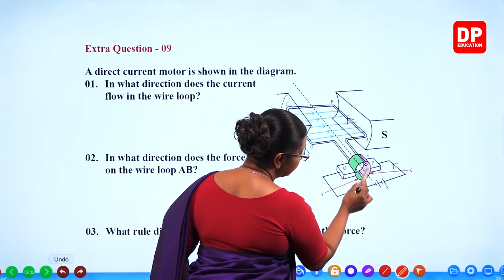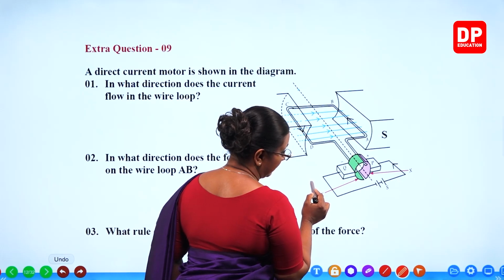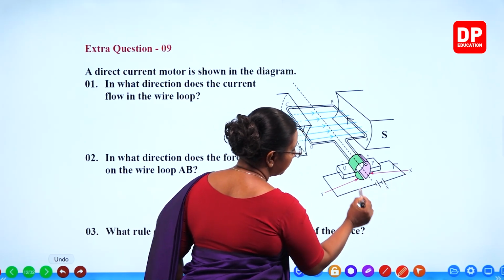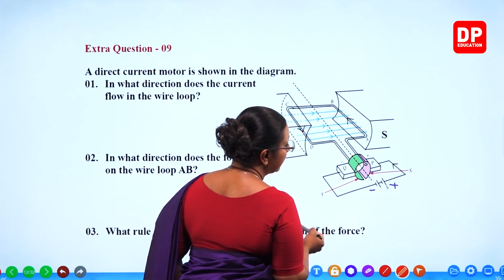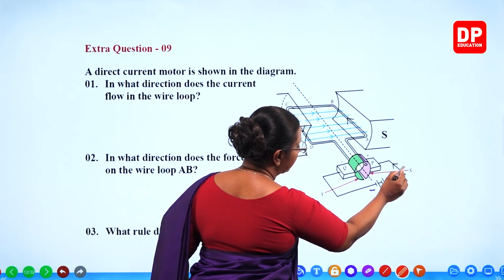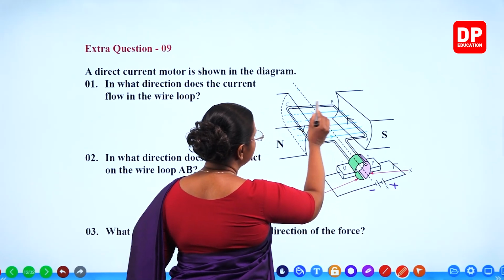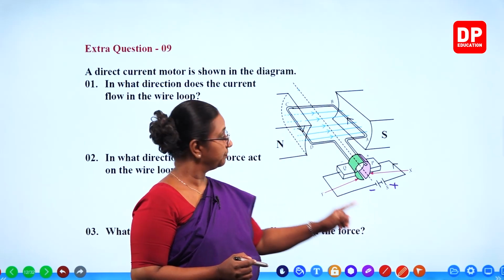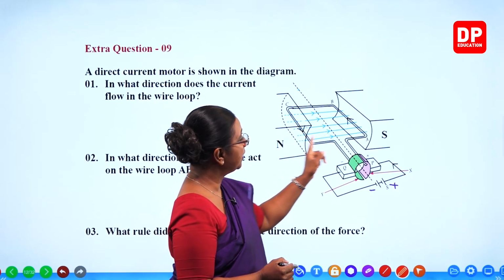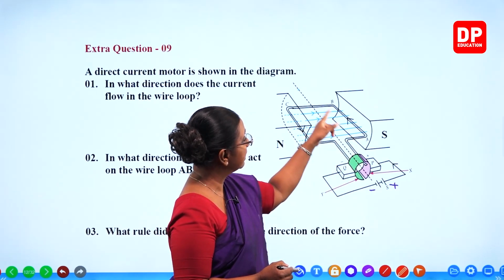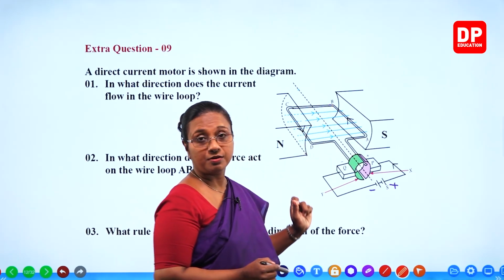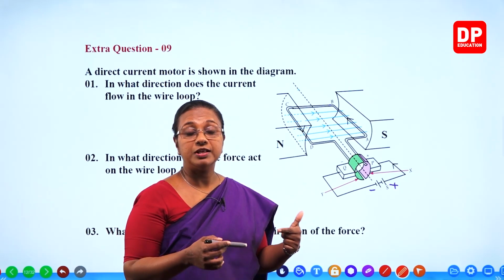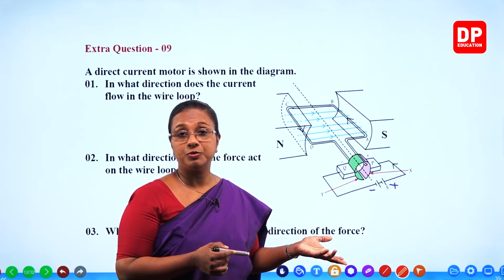At this instance, ring X is in contact with P and the half ring Y is in contact with Q. And the external circuit, here you can see the power supply. This is the positive terminal, negative terminal. So current will flow from the batteries to P, then to X, then to A, B, C, D direction, back to Y and then Q. So that is how the current will flow. Then the magnetic field will be from north to south. So you all know there will be a force acting on AB part of the loop and CD part of the loop. So that will give rise to the rotation of the wire loop. So that is how the direct current motor functions.